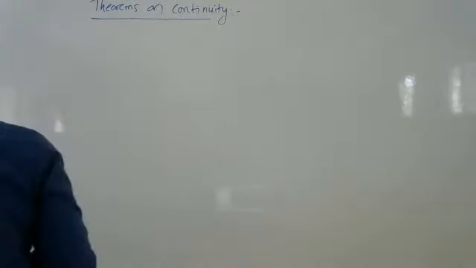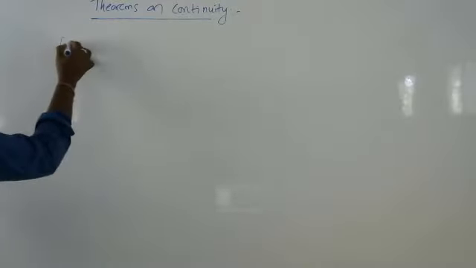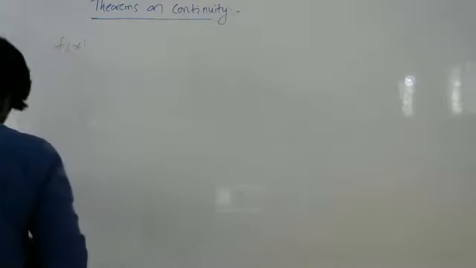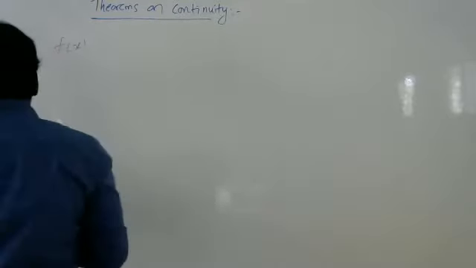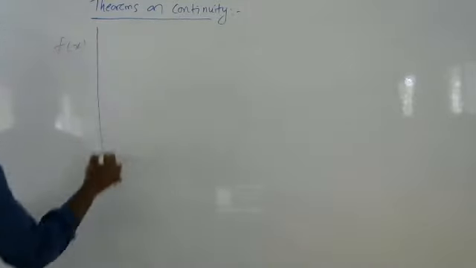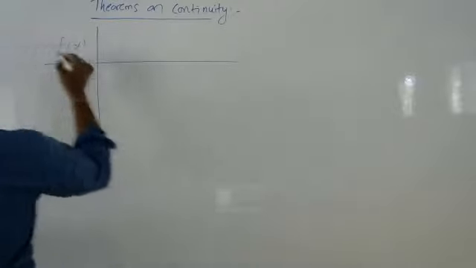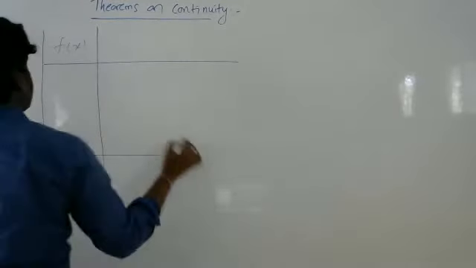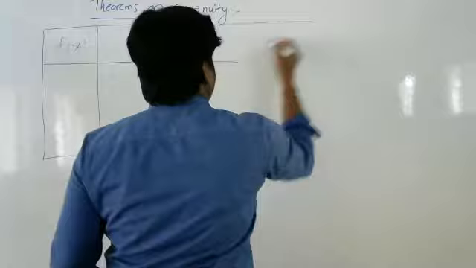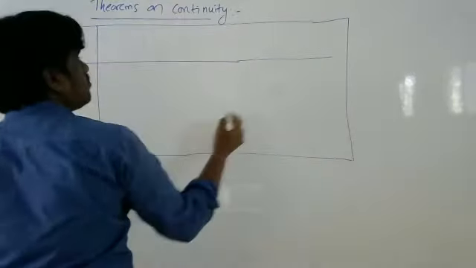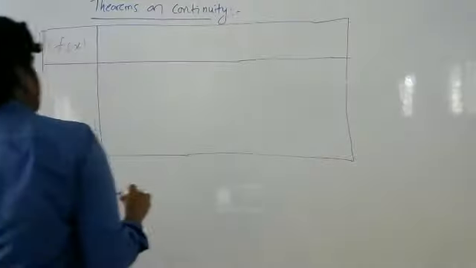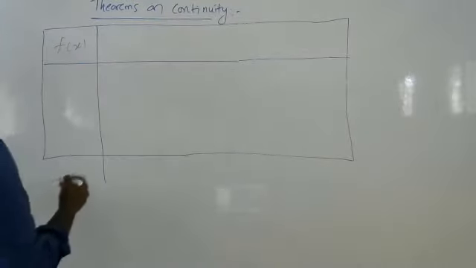So now, f of x, one function. This is the thing I am going to explain to you. Listen to me. Remember this box. It's an important box. And then you are going to learn the MVT theorem, the intermediate value theorem.